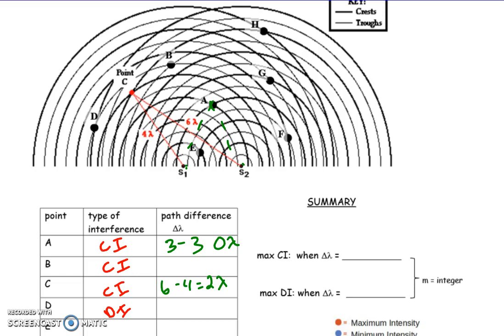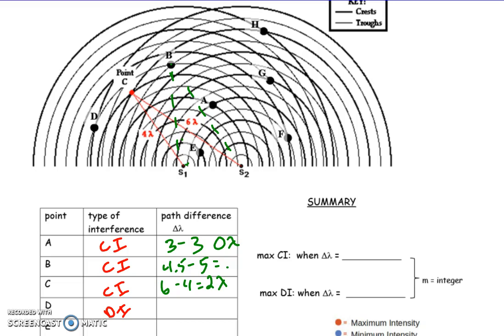Okay, so B, it's a little bit more difficult, but I think we can do it. So I'm going to start from S1. We have 1, 2, 3, 4, 4.5. I haven't got quite the next dark one, so I'll call it 4.5. And from S2, notice we have to travel further to B. So we got 1, 2, 3, 4, 5. So not quite. So 4.5 minus 5 is a half. Did I count that right? Let me make sure I did that right. It looks like there might be 6. 1, 2, 3, 4, 5. Yeah. And this one is 1, 2, 3.